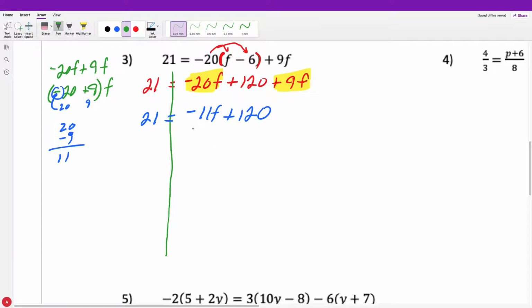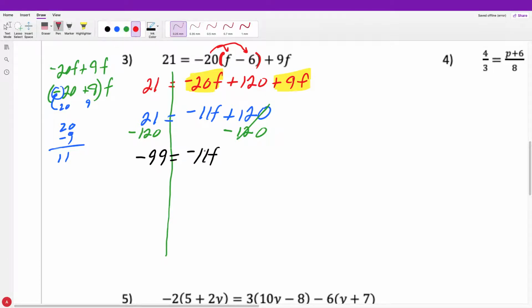So that means since my variable is already on its own on the right-hand side, I'm going to move my constant to the left-hand side. And to do that, we're going to use subtraction, the inverse operation of addition. So now we have 21 minus 120 is going to give me negative 99. Let me write this in a different color. So it's going to give me negative 99 is then equal to negative 11f.